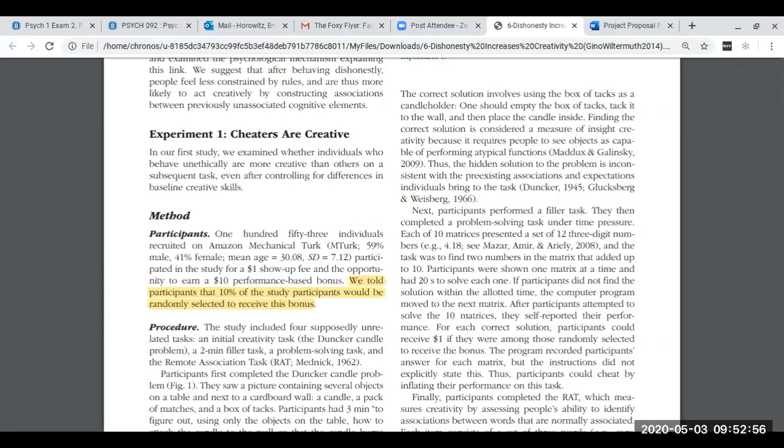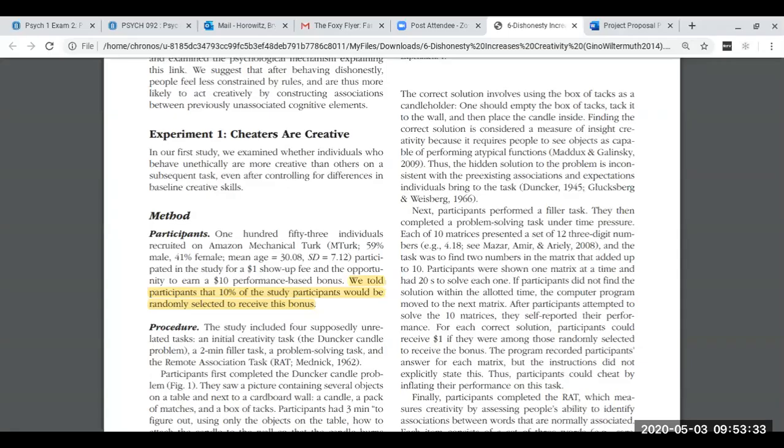So, thus, the hidden solution to the problem is inconsistent with the pre-existing associations and expectations individuals bring to the task. Sometimes a pen can be a weapon because you can stab somebody with it. I hope you would never do that. But there are more things that you can do. Maybe you can use it to conduct a symphony instead of a conductor's wand, right? So it takes a little bit of creativity to use it for something different and come up with the answer. This is inconsistent with pre-existing associations and expectations that individuals bring to the task.